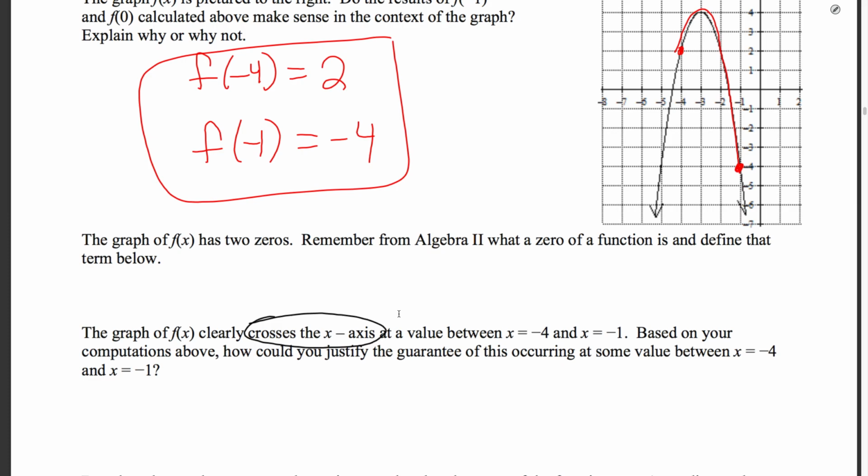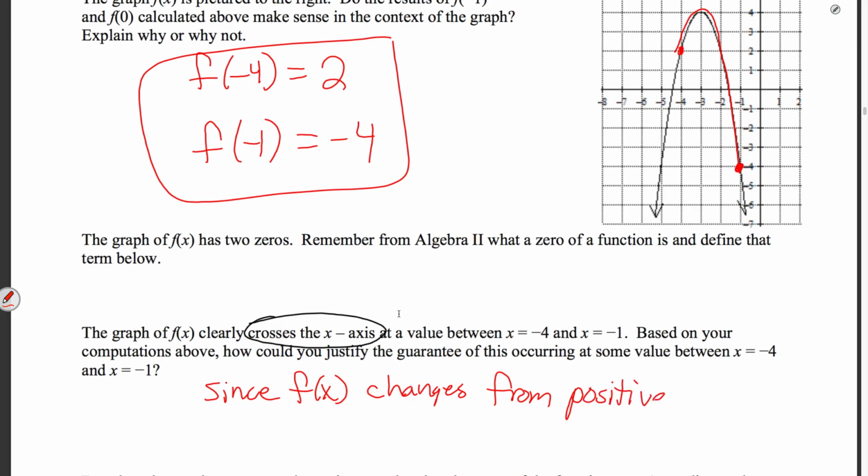That since f of x changes from positive to negative, it must cross 0. All right, since it changes from positive to negative, it must cross 0.